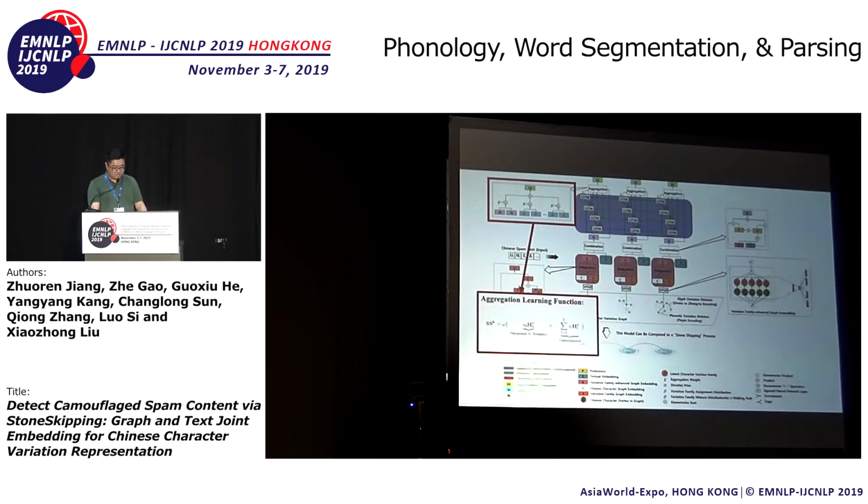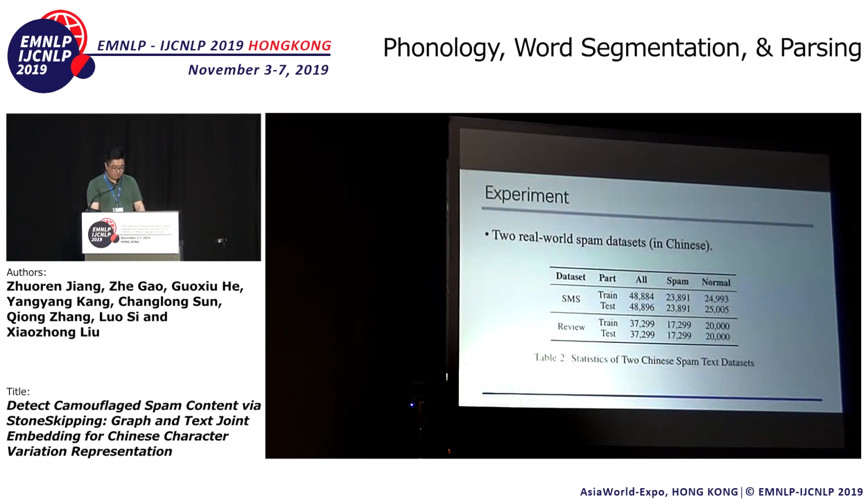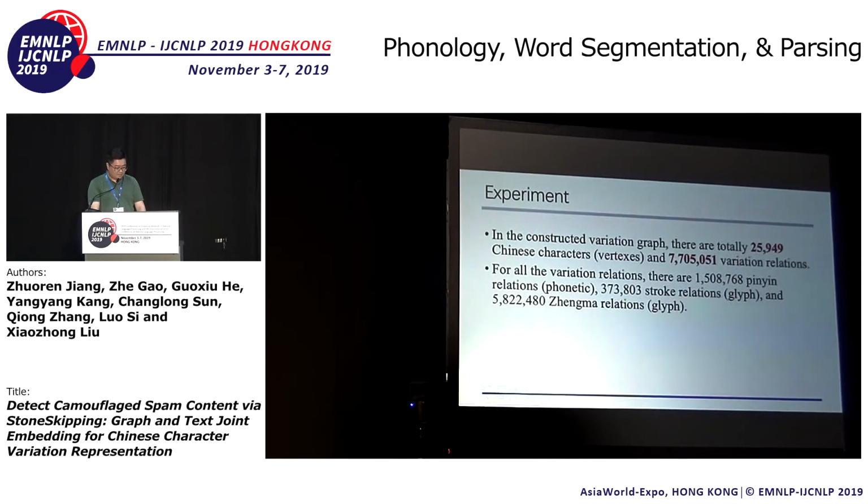So the outcome can be calculated in this way, and a similar aggregation operation has been applied in ELMo. We validate our algorithm on two real-world spam datasets: one is SMS, one is review. And in the constructed variation graph, there are more than 25,000 Chinese characters and more than 7 million variation relations.